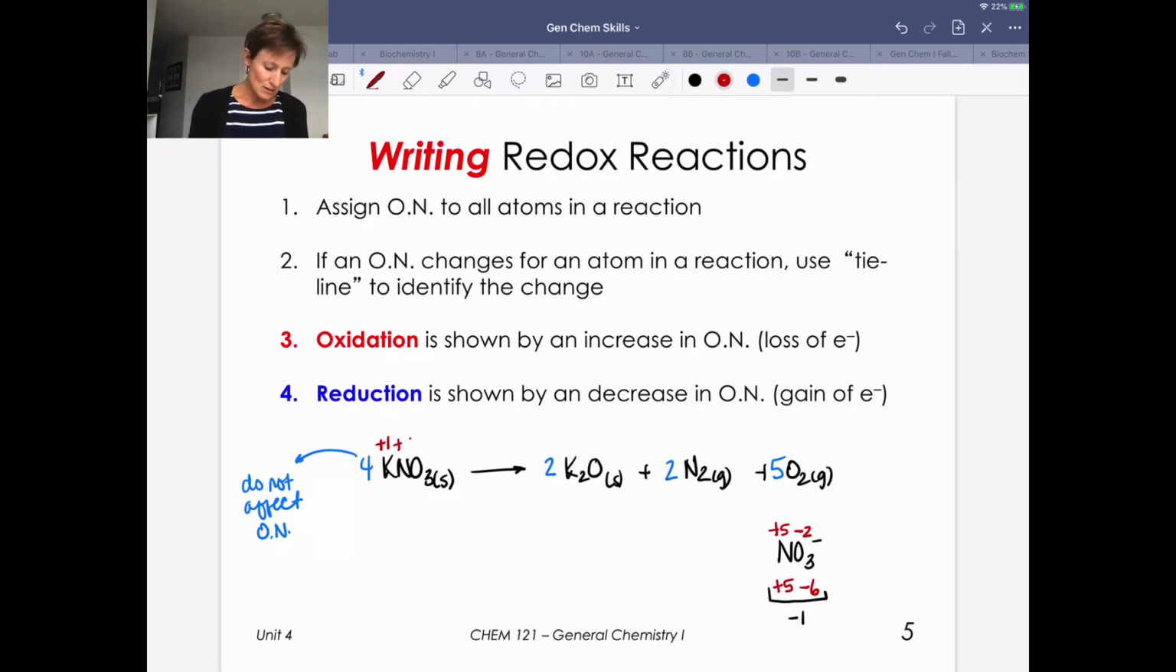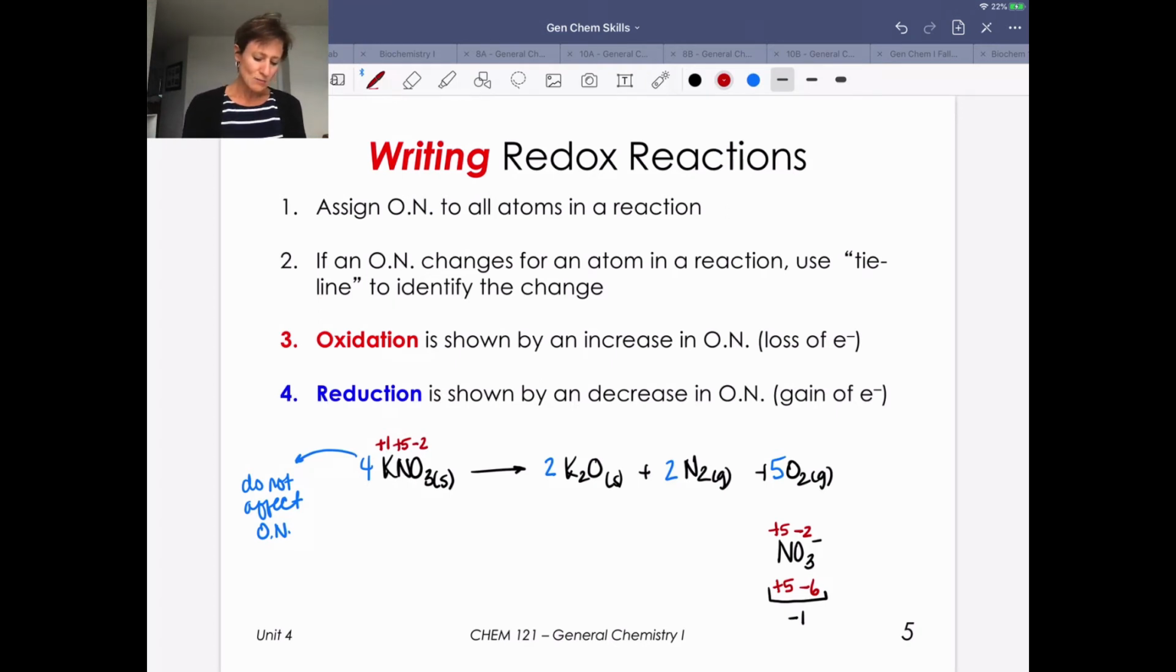So I'm going to come here and it's a +5 for my nitrogen and it's a -2 for that oxygen. Those are the oxidation numbers. I'm not going to put a -6 for that oxygen as its oxidation number. Each oxygen contributes a -2, and there's 3 of them. So just make sure we know that that oxidation number is per oxygen atom.